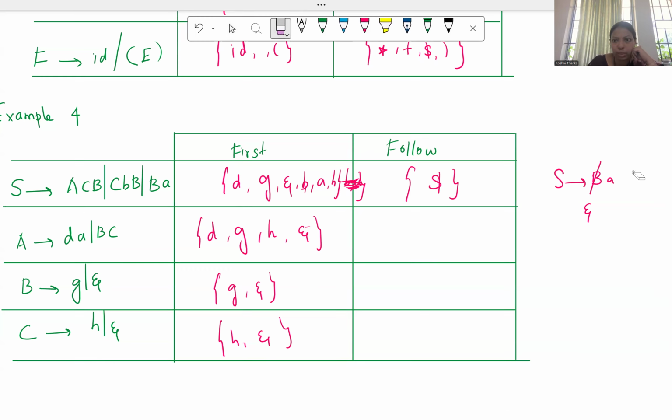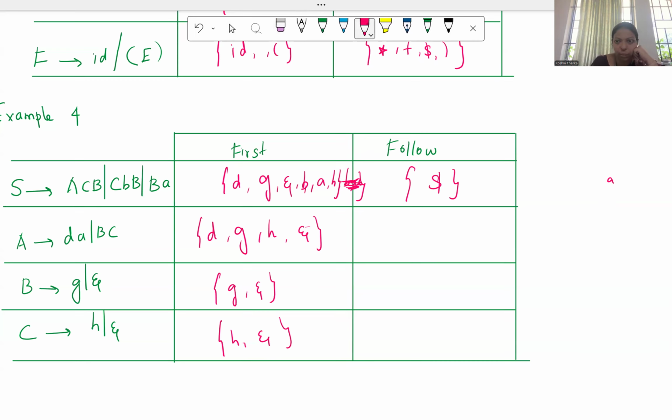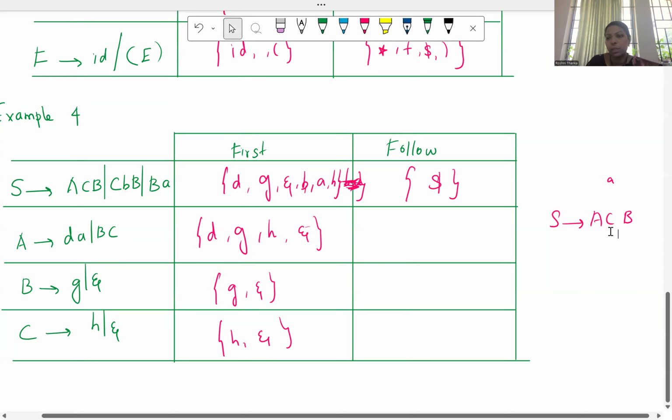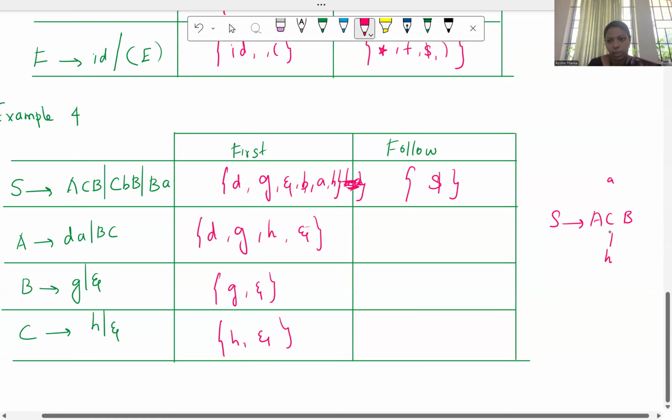So what is follow of A? Next to A, who is coming? That is follow of A. So you have to write the productions which have A in the right hand side. We have one production, S derives A, C, B. So who is following this A? C is there, but C is a non-terminal, so I have to derive the C. What are the options for C? One option for C is H. So I can write H.